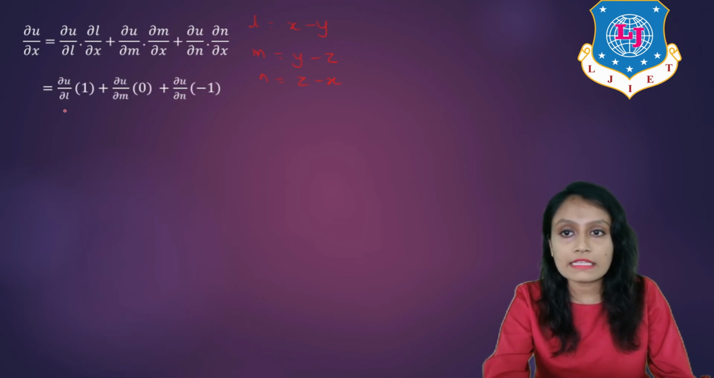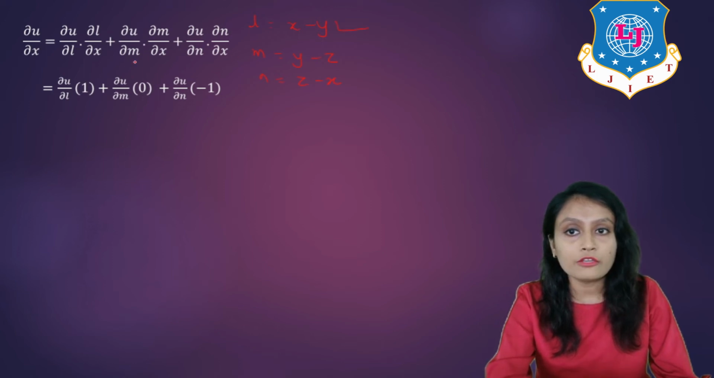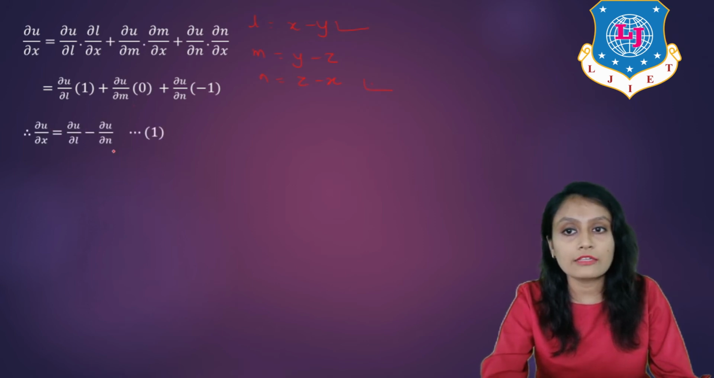Let's see. So del u by del x, as we have discussed, is written here. Now we know what l is. l is x minus y, m is y minus z, and n is z minus x. Okay, del u by del l as it is. The derivative of l with respect to x is what? 1 from this. Then del u by del m as it is. The derivative of m with respect to x, where y and z are constant, so the answer is 0. Next one, del u by del n as it is, and the derivative of n with respect to x will come minus 1 from this. Here we will keep y and z as constant. Simplify this, so you will get del u by del l minus del u by del n.